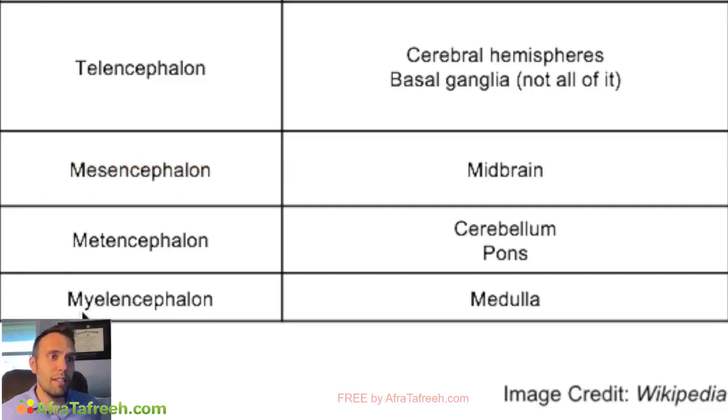So the way to kind of remember this is, when you think of conditions like transverse myelitis, for example, or a cervical myelopathy, what is that myel referring to? That's referring to the spinal cord, right? So anytime you see myel, M-Y-E-L or M-Y-E-L-O, myelo, that's referring to the spinal cord. So when you see myelencephalon, it is the structure of the brain and brainstem that is closest to the spinal cord, which would be the medulla, right?